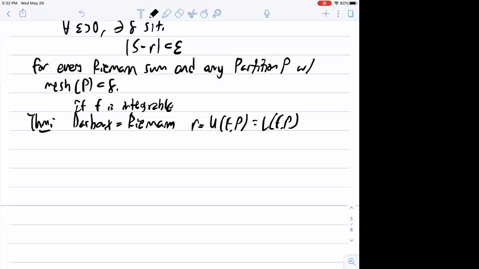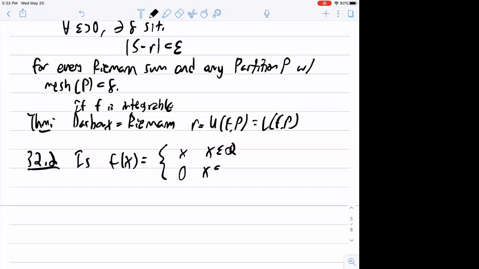So, okay, let's try to find whether f of x equal to x for x in Q and 0 for x not in Q is integrable. Right? So again, I need to find some. So let me ask, what do you all think?